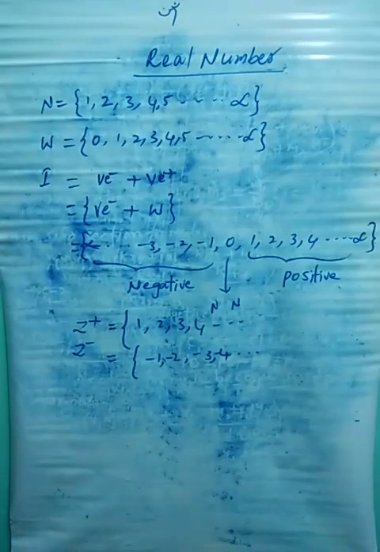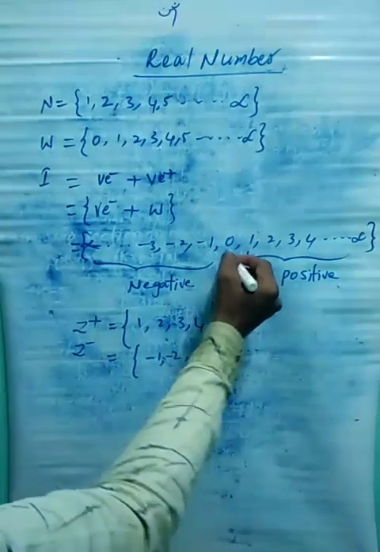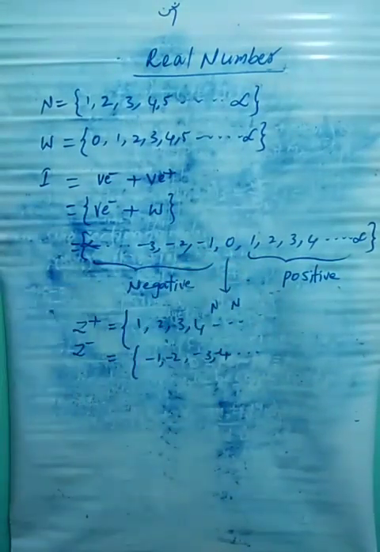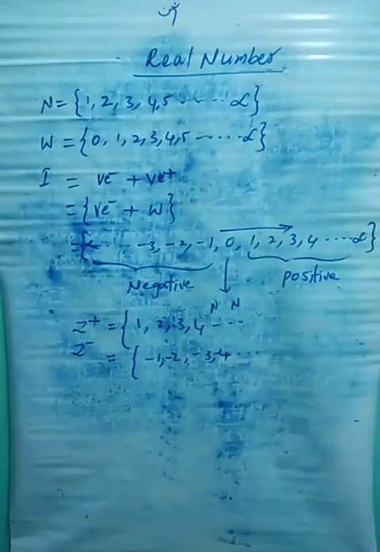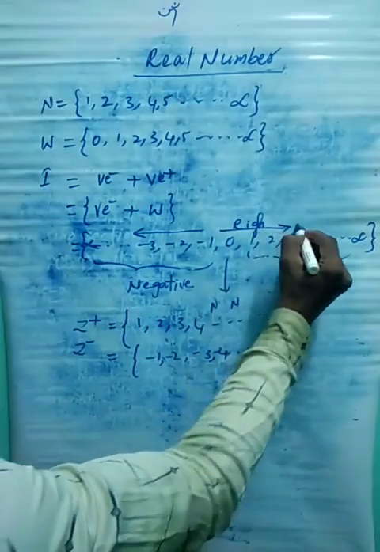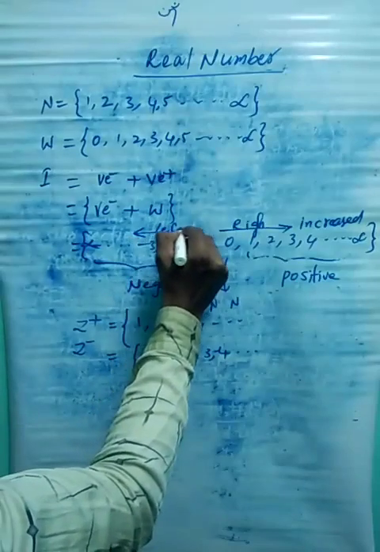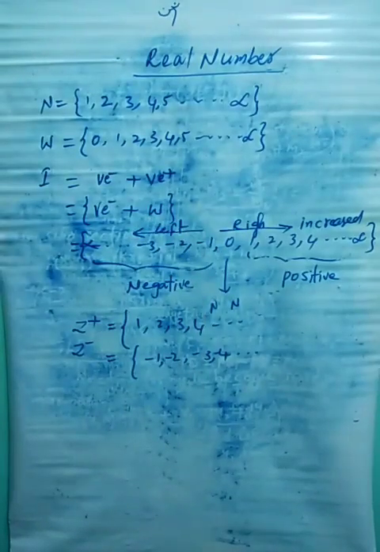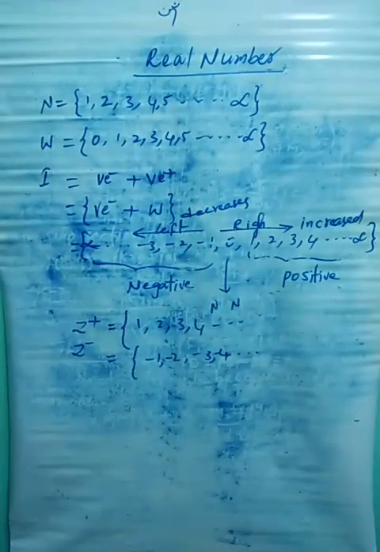You observe here in the number line, the numbers are indicated. 0 to the right is positive, 0 to the left is negative. When we move right on the number line, that means the forward side, the numbers are positive and the value increases. When we move left on the number line, the value decreases.